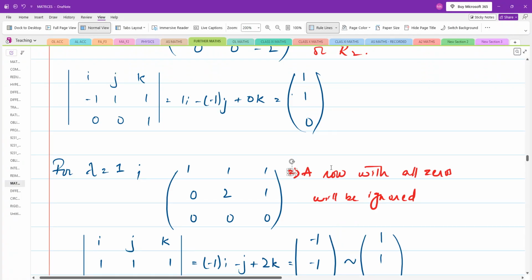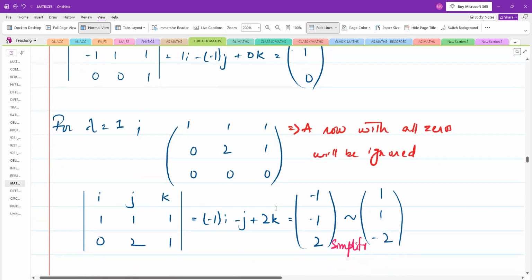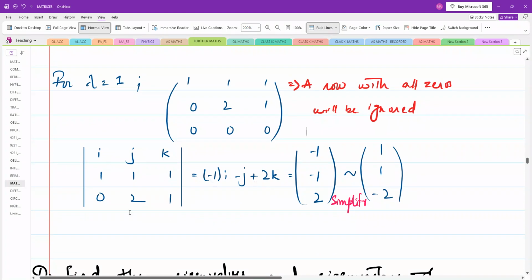Where was I? For lambda equals 0, we will get this matrix, and a row with all zeros will be ignored. So we just have to select these two rows. We are forced to select these two rows because a row with all zeros will have to be ignored. And then when we select these two rows, we just find the vector product.